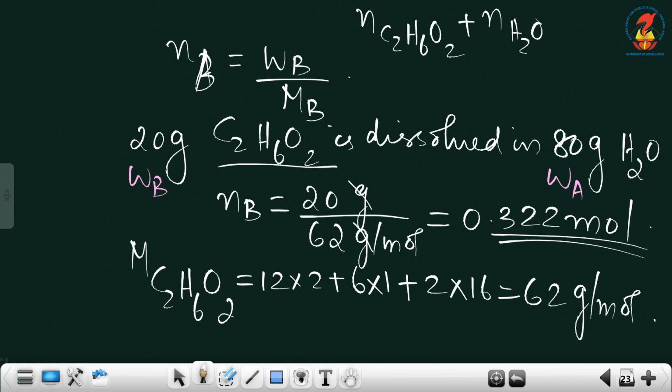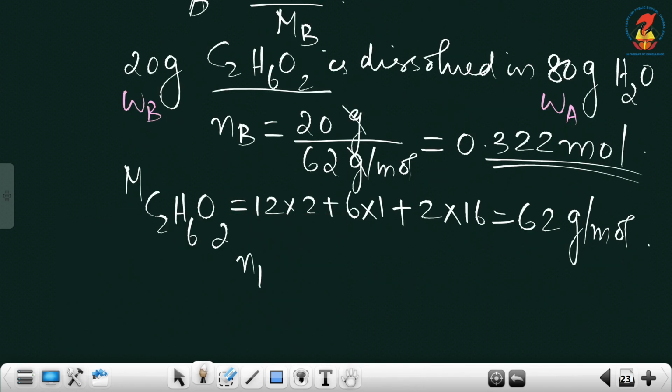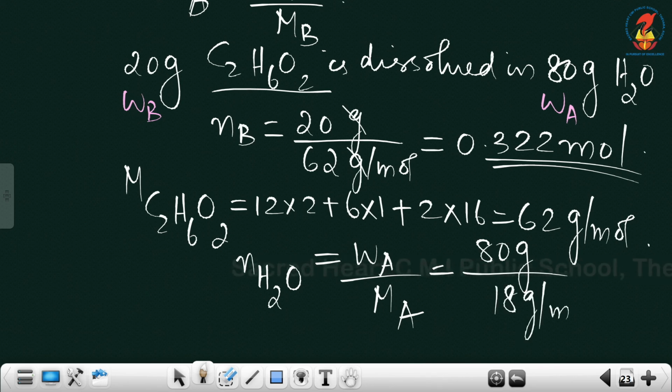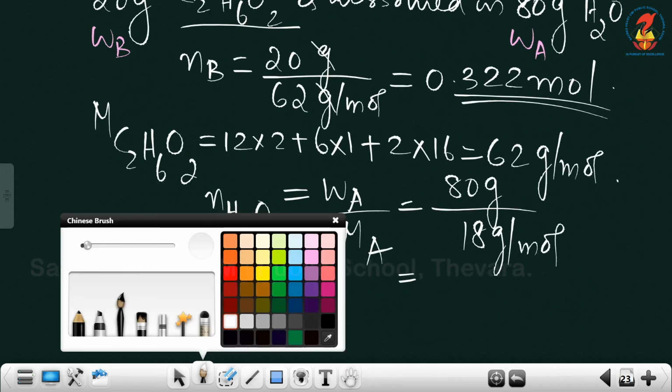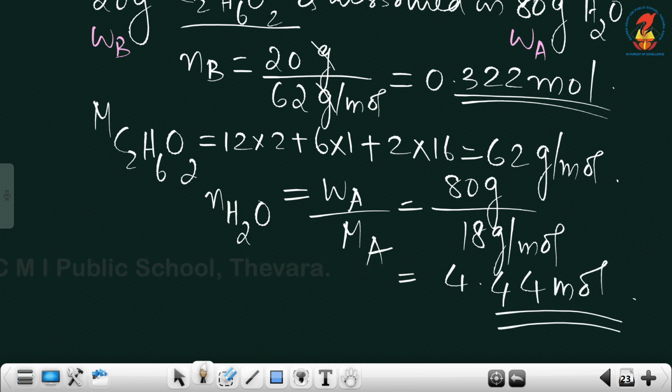Now you have to find nA. So nA, that is n of H2O, will be equal to WA by MA. WA is 80 gram and molecular mass of water is 18 gram per mole, which is equal to 4.44 mole. So you got nA and nB. Now we can substitute in the expression for mole fraction.